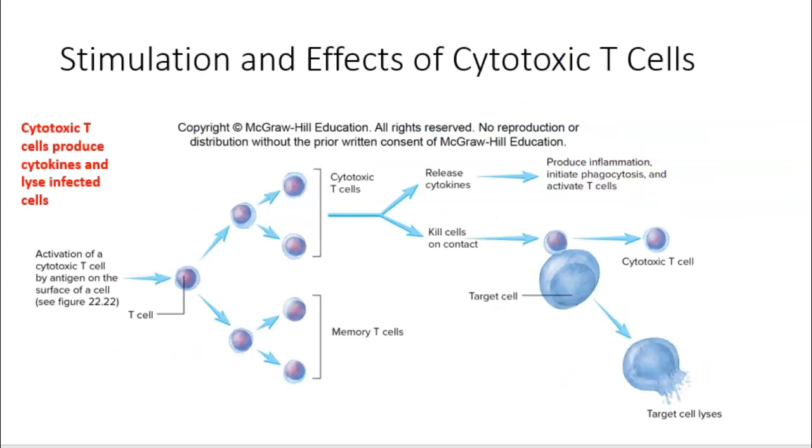So what happens to these clones? We get activation of a cytotoxic T cell and we get some clones. Some of the clones will remain cytotoxic T cells, some will form memory T cells. The cytotoxic T cells will release chemicals that can enhance inflammation, and they can also kill cells on contact. The cytotoxic T cell will release a chemical called perforin that pokes a hole in the target cell plasma membrane. The target cell will lyse and it dies.